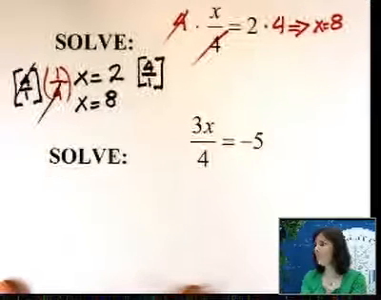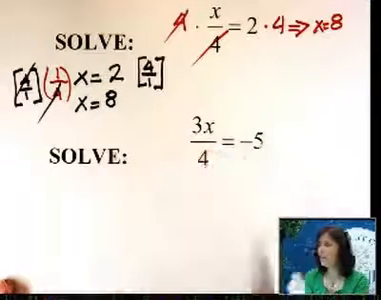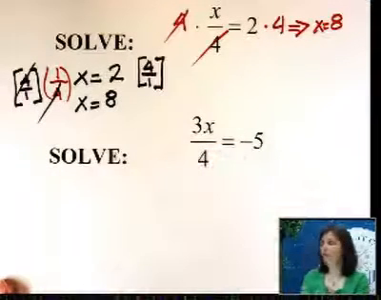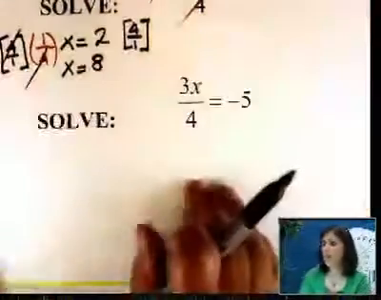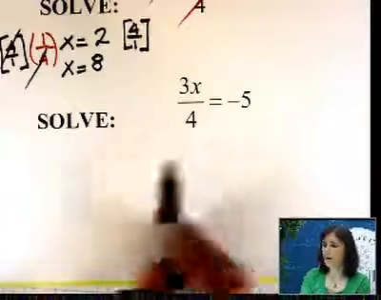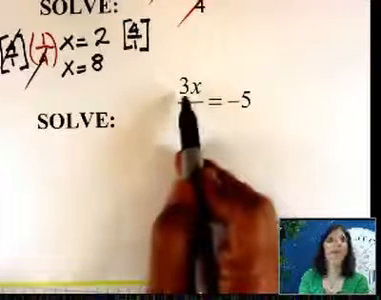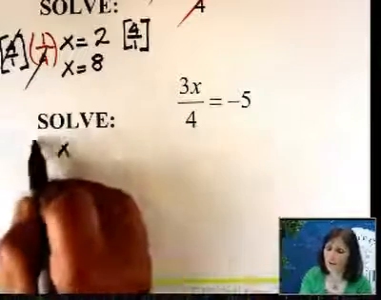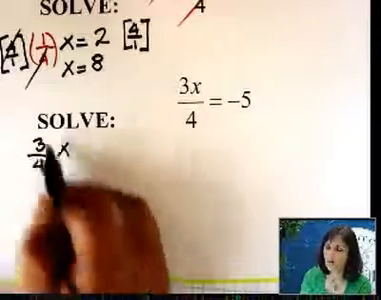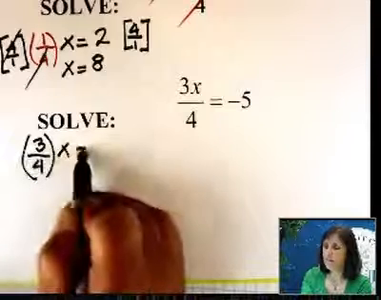Okay? Now, let's do this one. I'll do it 2 different ways. Let me move this up a little bit. Okay, what's the coefficient of x here? What's in front of x? It looks like a 3, but in front of x, it's 3/4. Think of it like that. 3/4 x. That's the coefficient of x equals -5.